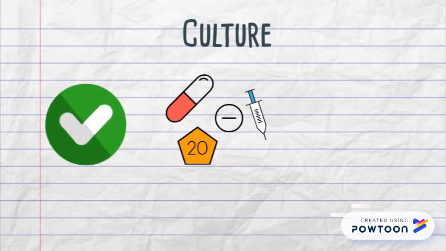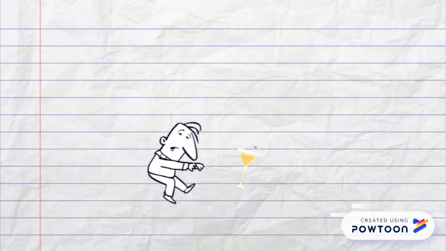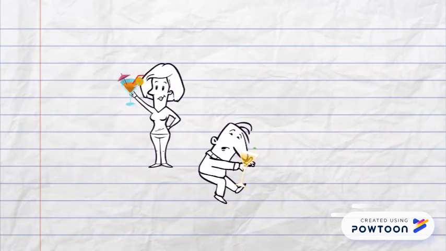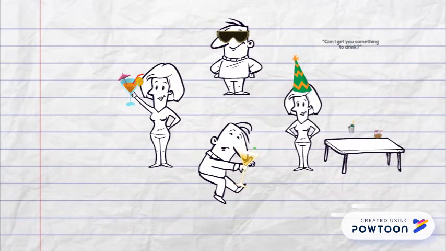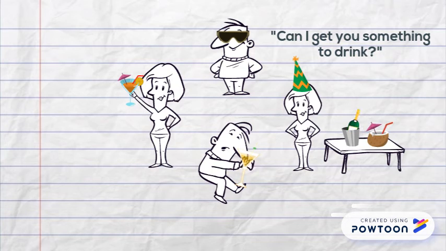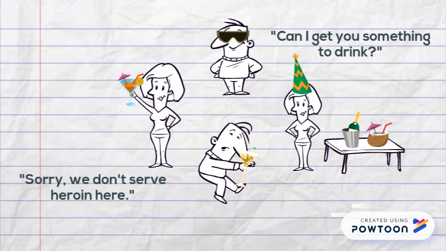Another important factor to investigate is the culture in which Jim is living. Does it promote excess drug or alcohol use, or does it condemn these behaviors? For example, Western culture often promotes the use of alcohol when socializing. Alcohol is at most social gatherings, and it's common practice to offer a guest a drink. Thankfully, Western society does not promote the use of heroin as much as it does alcohol.